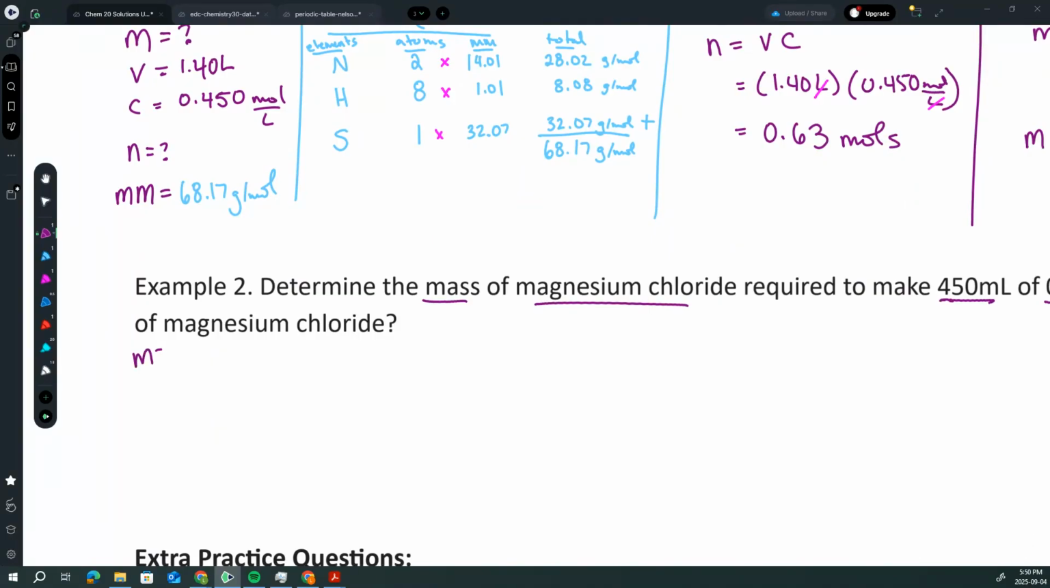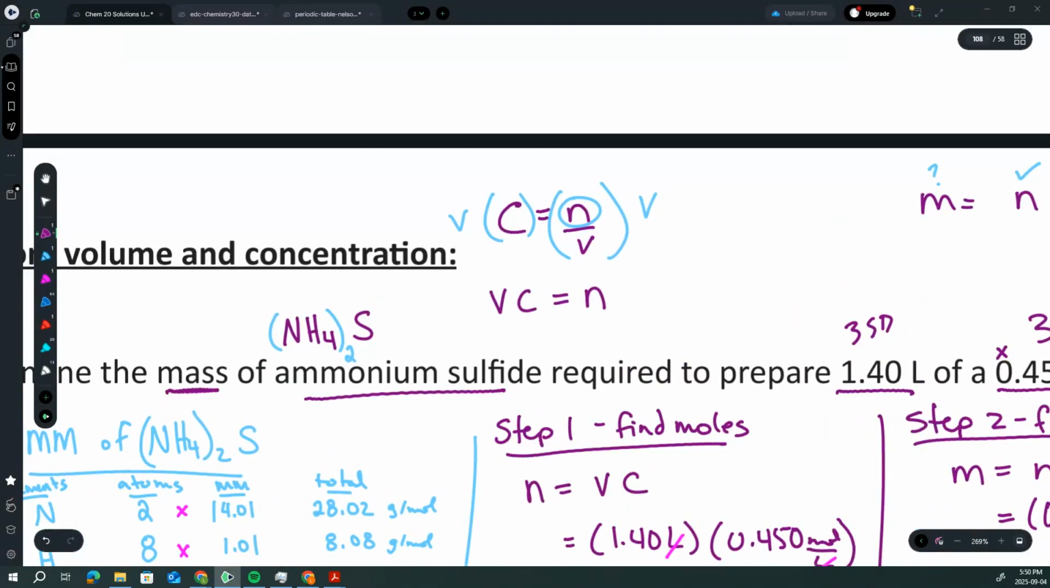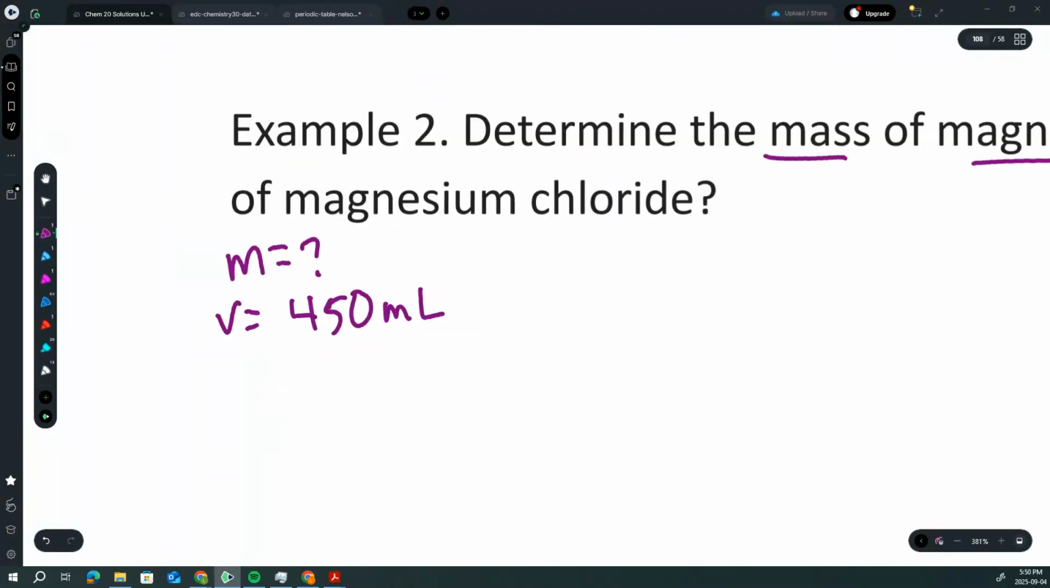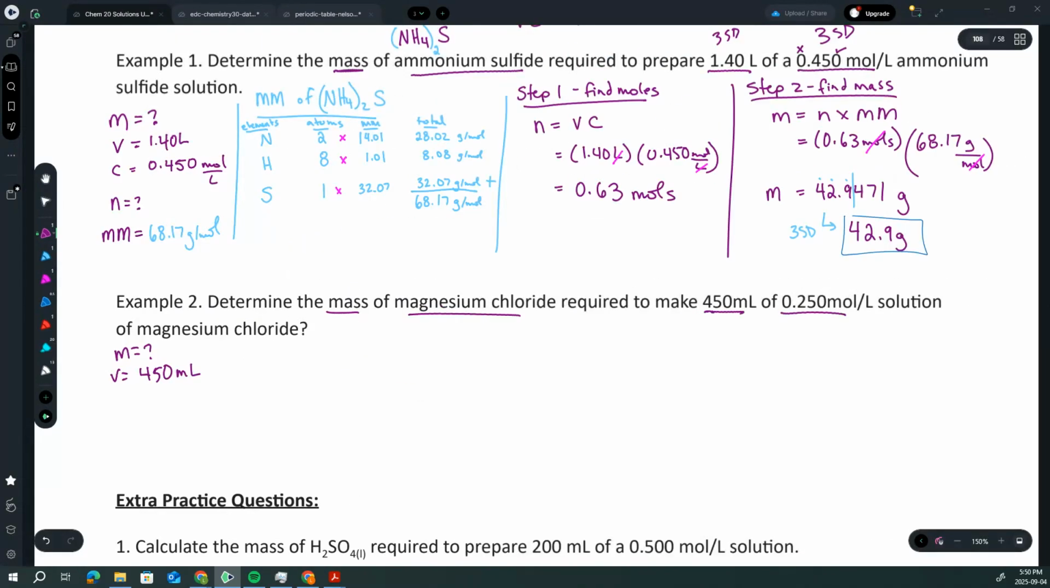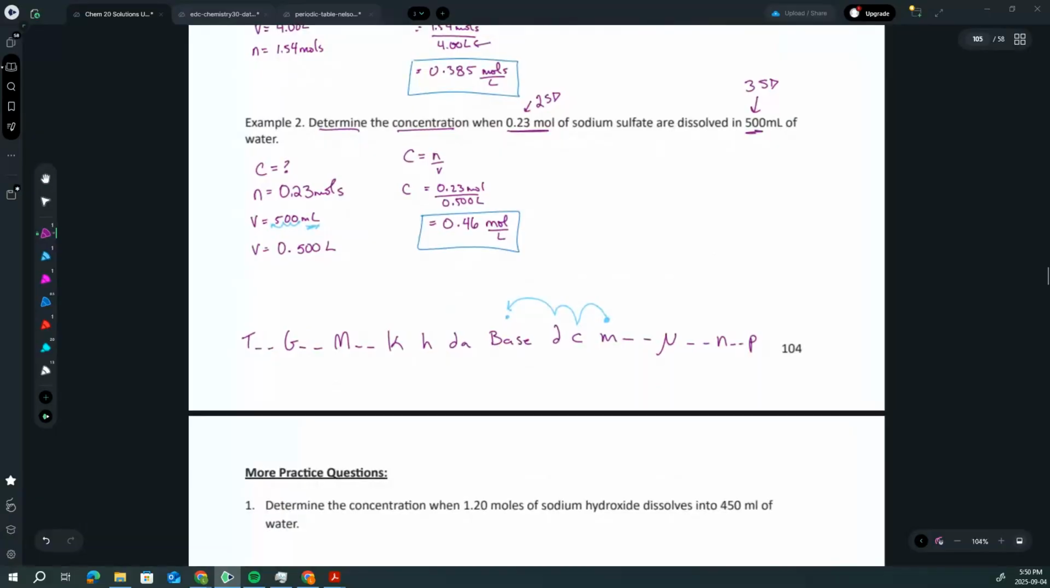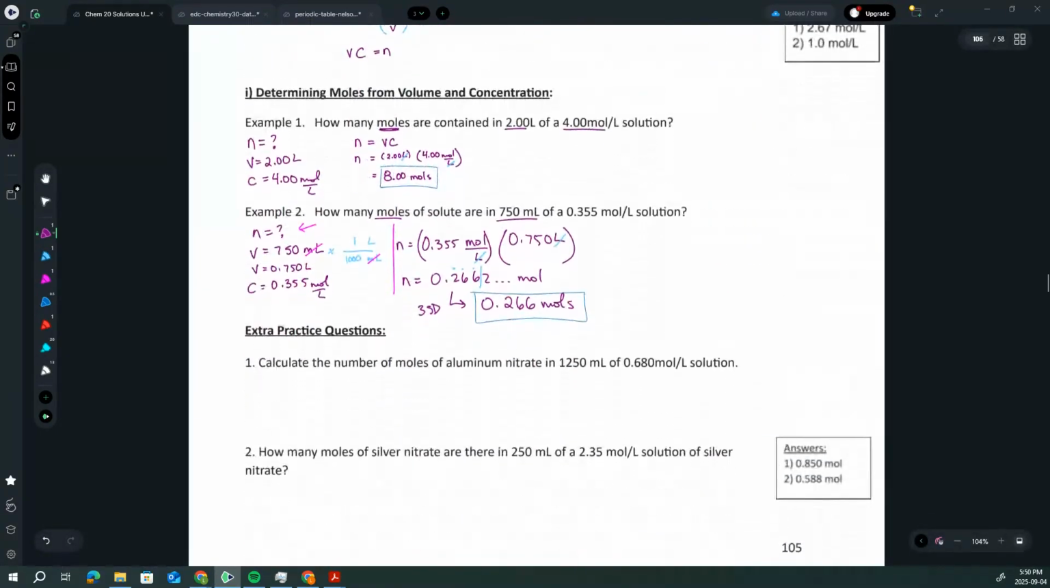So mass, we don't know. Volume, that's 450 milliliters. So just as a reminder, volume should be in liters for this particular formula here. So we do need to convert this to liters. Now, as we've said previously here, you can either use the metric conversion line or you can use unit analysis, which I've shown both here.